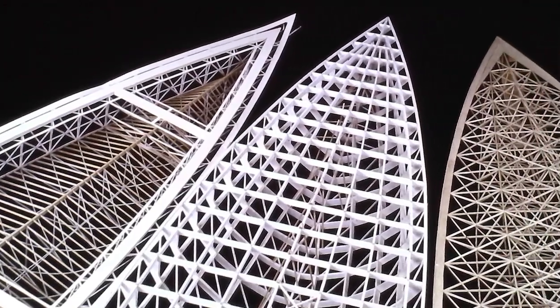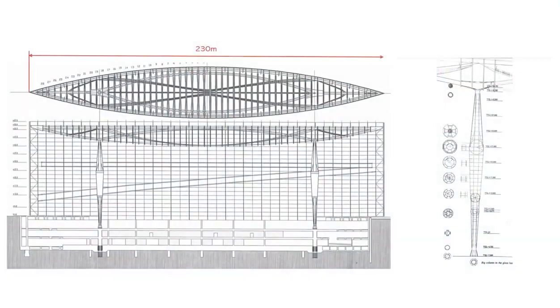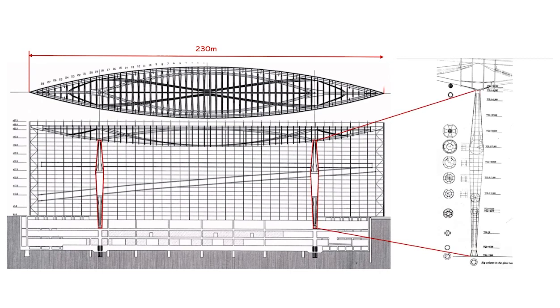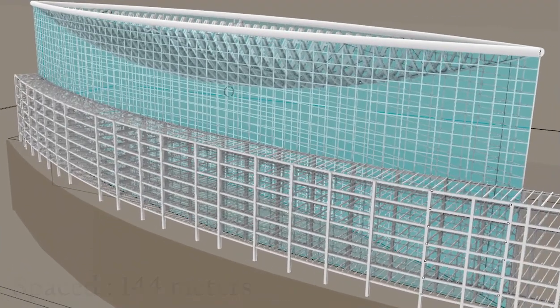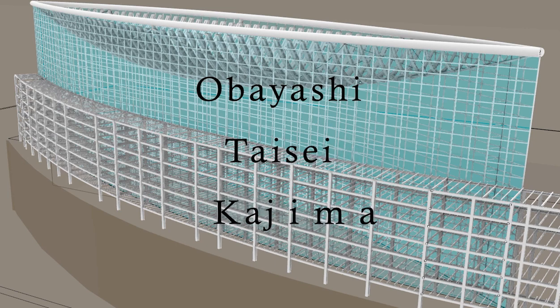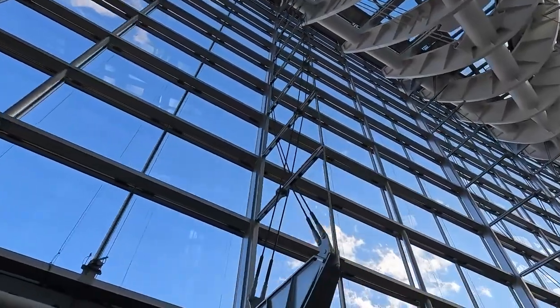Originally, the plan to support the roof with 12 pillars was put into consideration, but the engineering design group later found this approach to be highly inefficient in terms of space utilization. As a result, the design evolved to the current structure, which uses 2 pillars, each 52.5 meters long, spaced 144 meters apart to support the roof. Obayashi, Taisei, and Kajima were involved in the construction of the glass hall, which cost 40 billion yen.